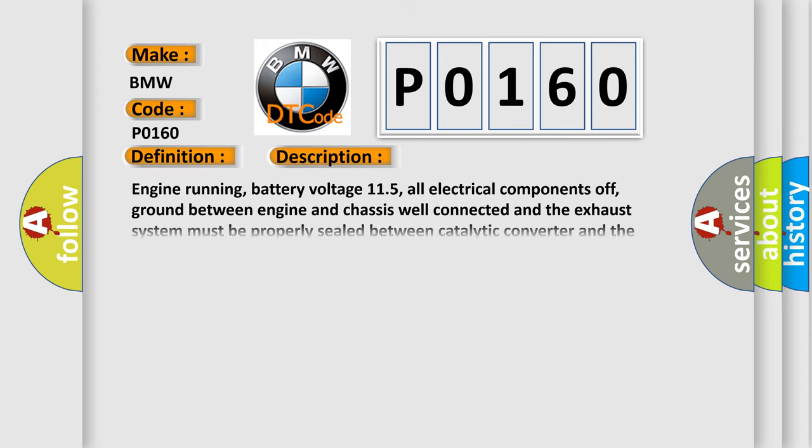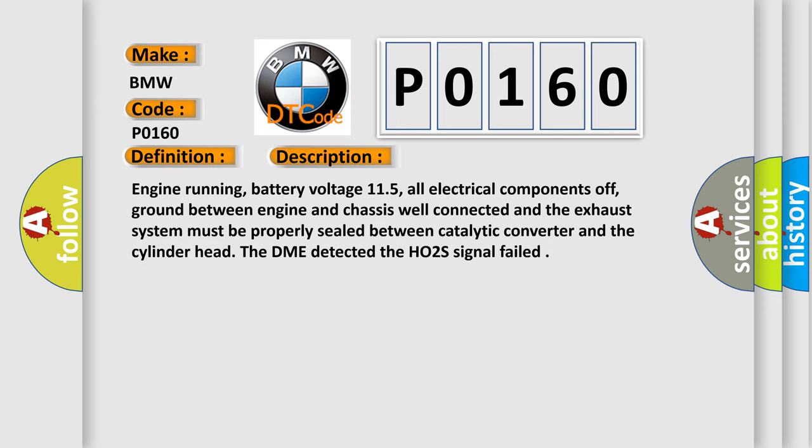And now this is a short description of this DTC code. Engine running, battery voltage 11.5, all electrical components off, ground between engine and chassis well connected, and the exhaust system must be properly sealed between catalytic converter and the cylinder head. The DME detected the HO2S signal failed.